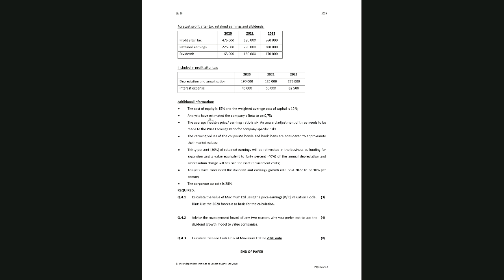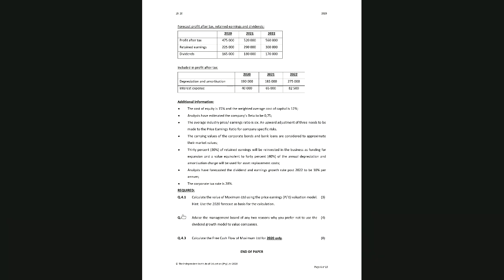And here's some additional information: cost of equity, weighted average cost of capital, the company's beta, price earnings ratio, the average industry PE, all sorts of information. And here for 4.1, they say using the PE valuation method, calculate the value of this company. And they say, hint, use the 2020 forecast as your basis for the calculation. Okay, so in other words, your 2020 forecast, your latest forecast, you're going to use that as your basis. And there is a question in your textbook almost identical to this. I'll have a look in a second to see if I can find the question number.